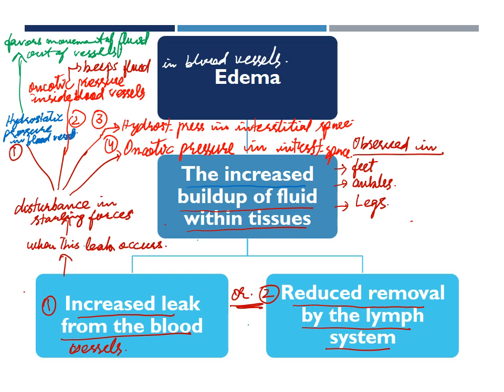What are its causes? The cause is simple: increased leak from the blood vessels. Where fluid is circulating, it is circulating in the blood vessels. So if there is increased leak from the vessels, and number 2, reduced removal by the lymph system.